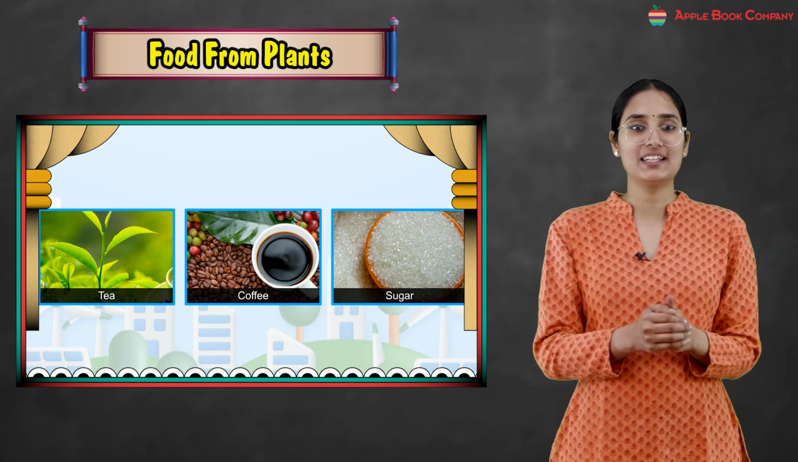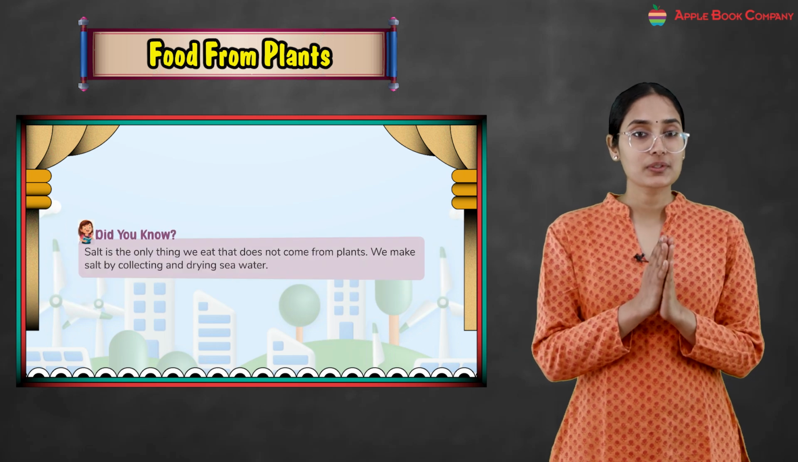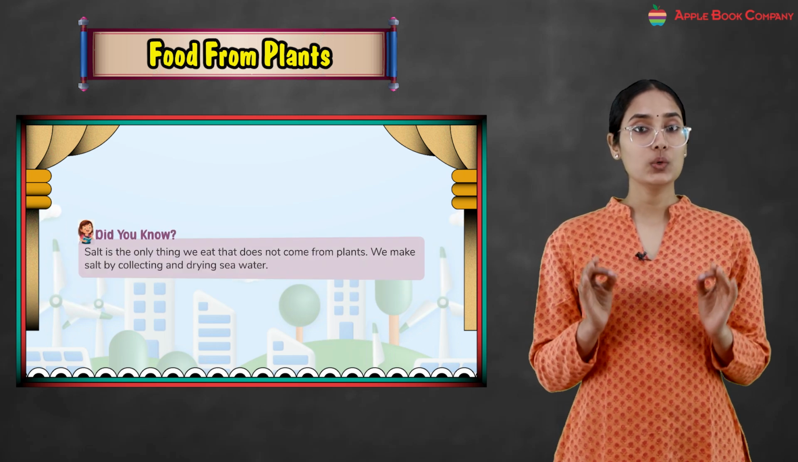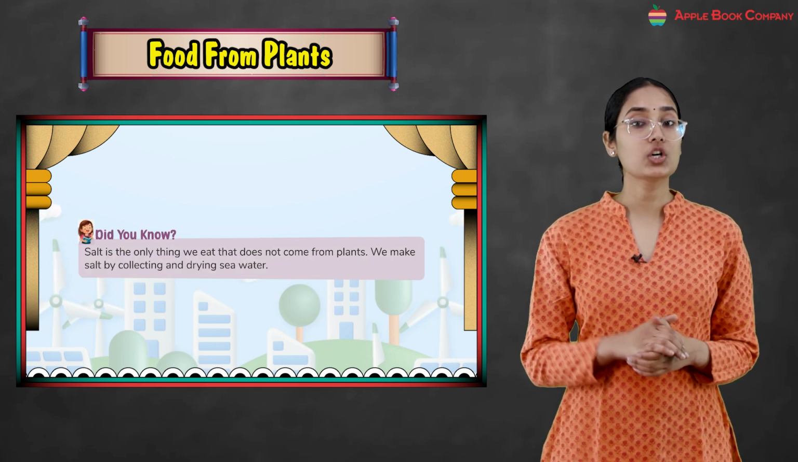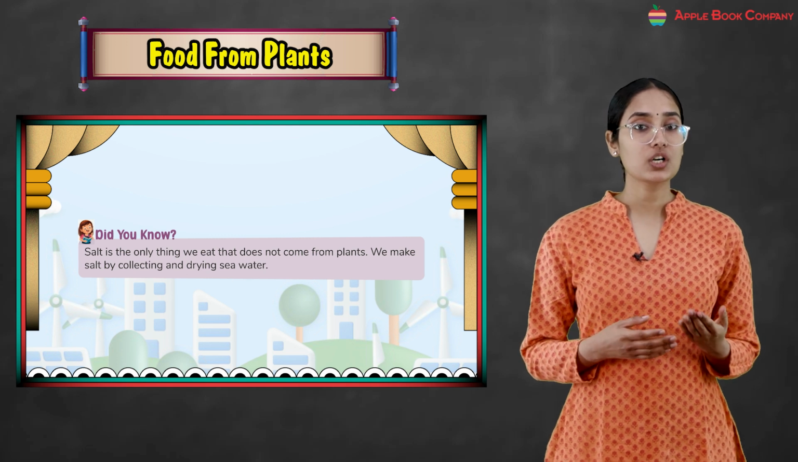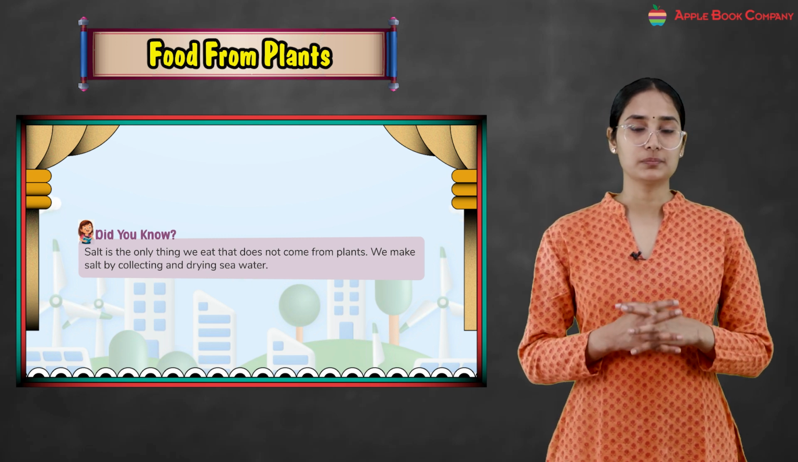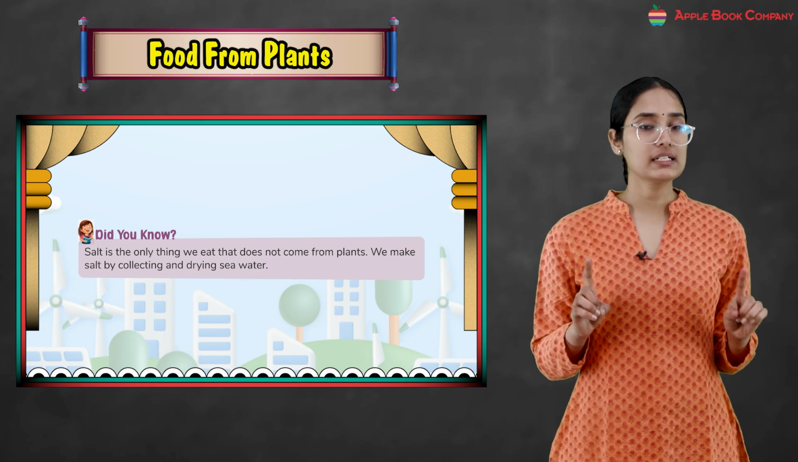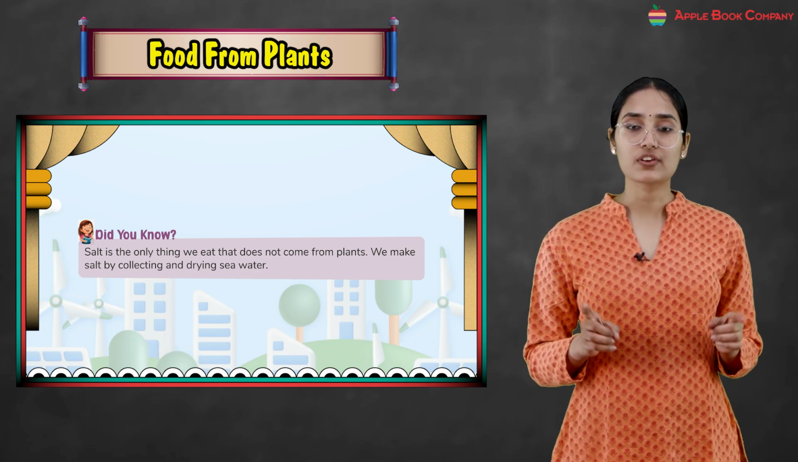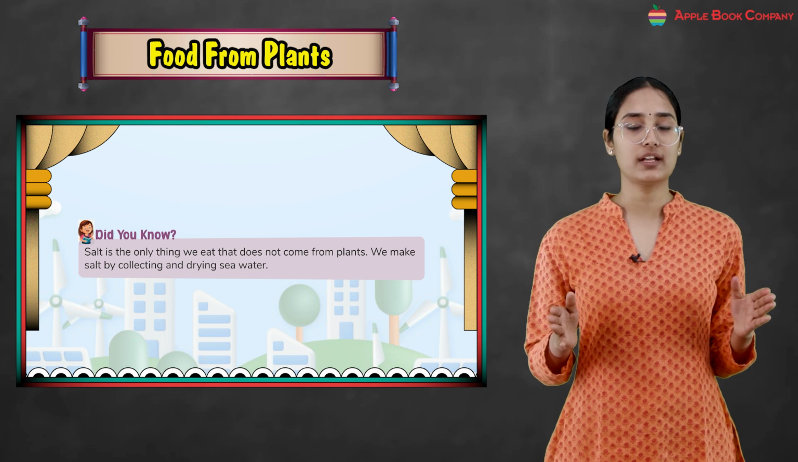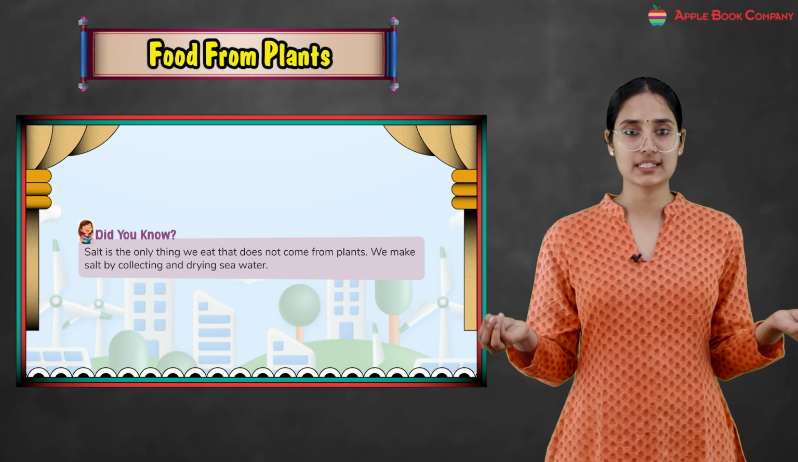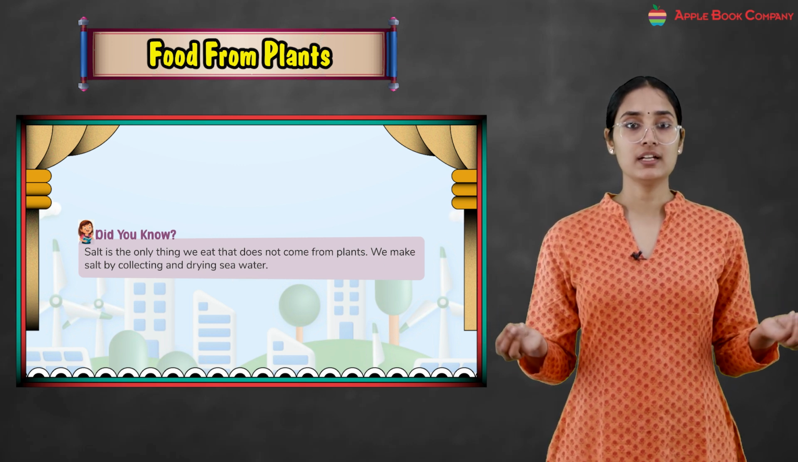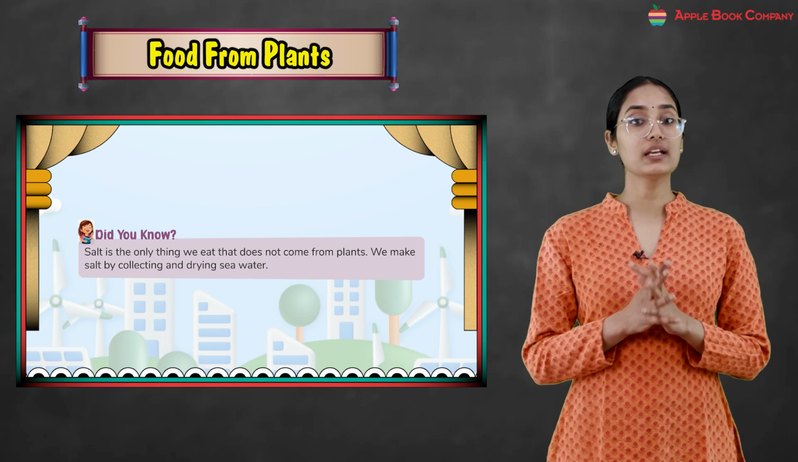The plants only, right? Do you know, kids, salt is the only thing we eat that does not come from a plant. We make salt by collecting and drying the seawater. It's a spice, but that's not coming from a plant, rather it comes from the seawater, right? So we dry it and we make salt.